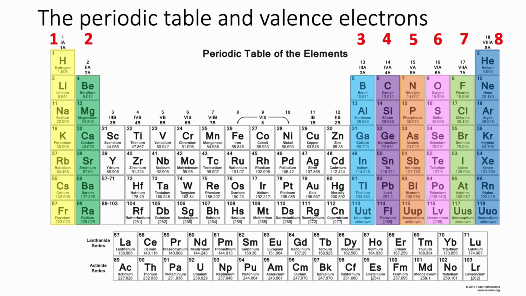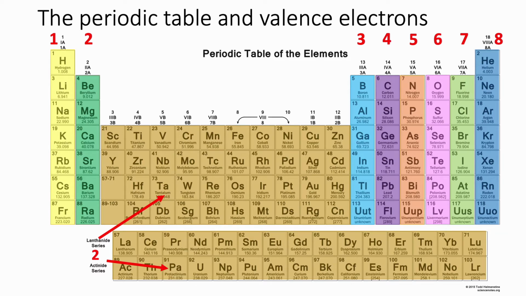Now, of course, we've skipped over everything in the transition metals, as well as everything down in the lanthanide and actinide series, the F block. All of those are going to also have 2 valence electrons.